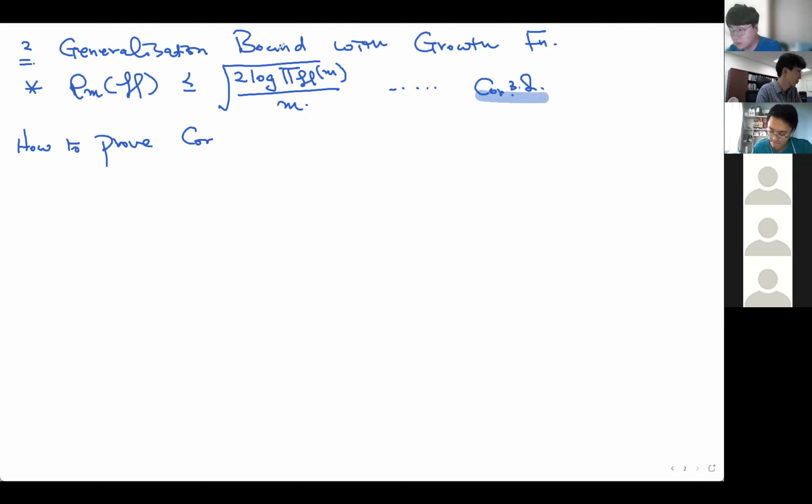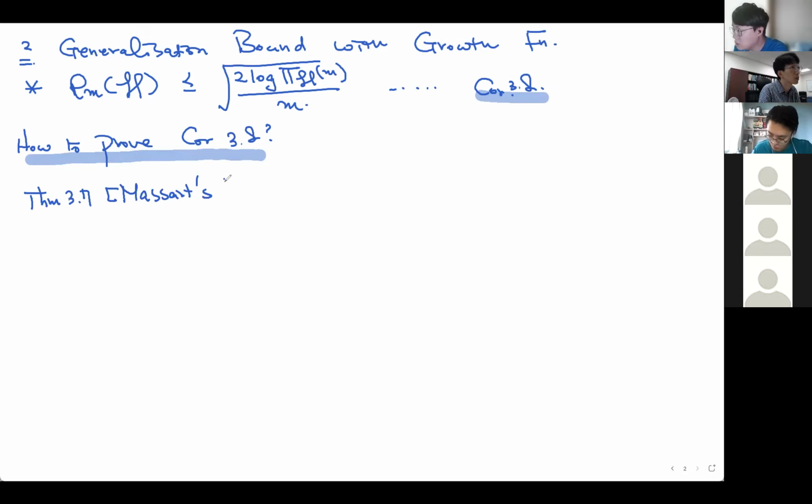3.8. So here's a lemma that we're going to use to prove this corollary 3.8. Actually, in the textbook, I think it's written as a theorem, 3.7, that's called Massart's lemma.